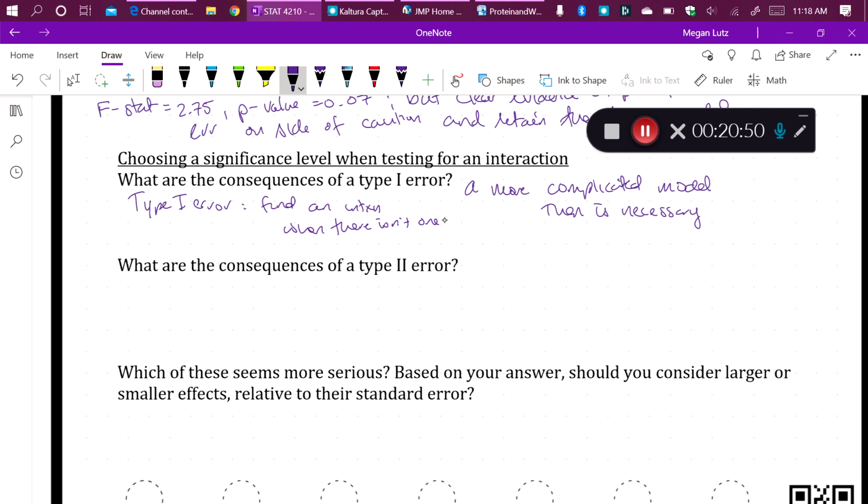Okay, so what would be a type 2 error in this case? Well, it would be removing an interaction that is necessary. So remember, a type 1 error is a false alarm. A type 2 error is a miss, right? It's omitting or missing an interaction that is actually present.